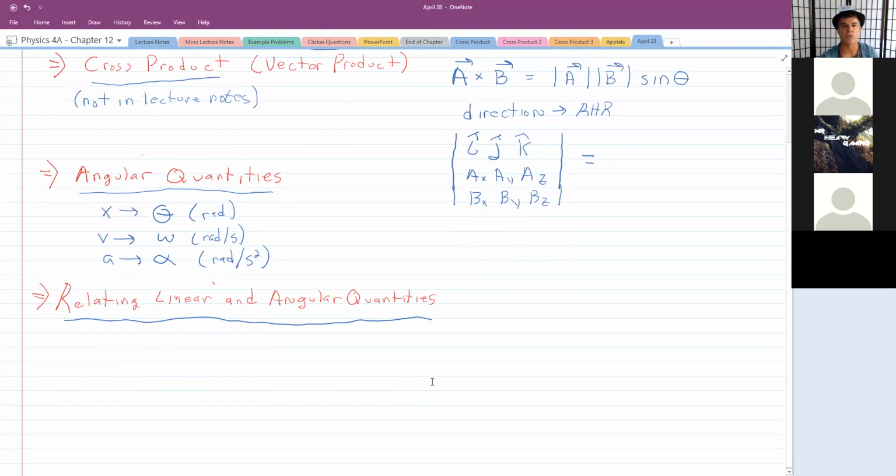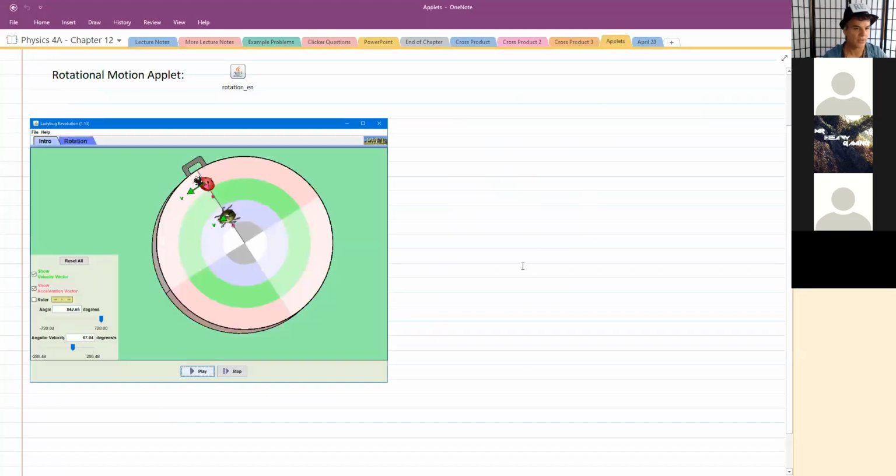Okay, let's go back to these notes again, and I'll talk just about relating linear and angular quantities. As these ladybugs are moving, let's say they rotate from here to here, they are both going to move through the exact same angle. But if I look, this ladybug, as it rotates through that angle, is going to cover much less distance than this one. So even though they're rotating at the same speed in terms of radians per second, they're not traveling at the same linear speed.